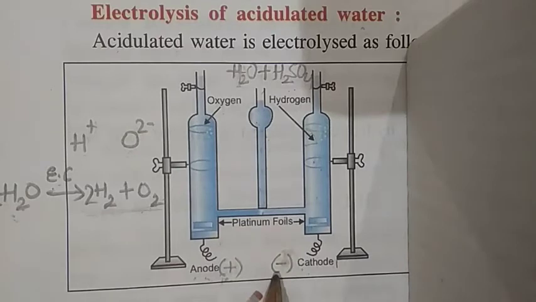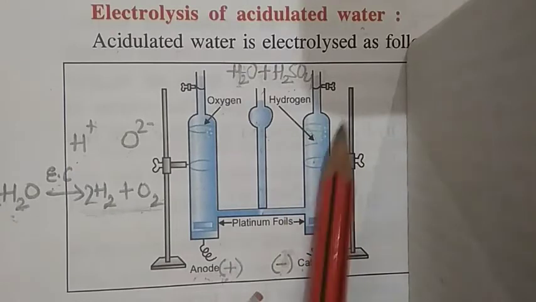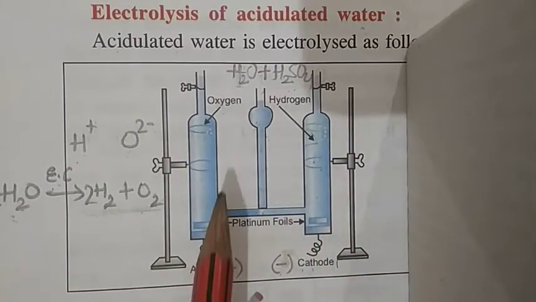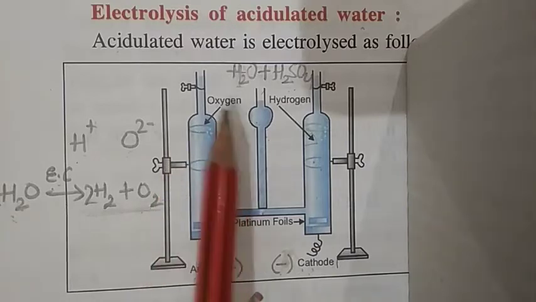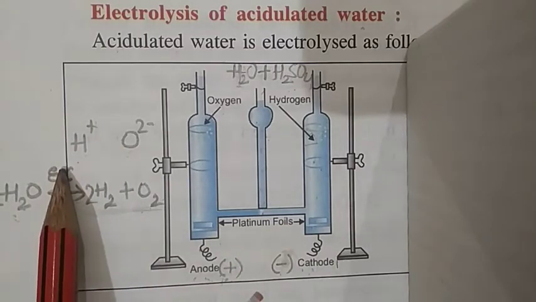Similarly, the cathode is negative. It is an electrode which is connected to the negative terminal of the battery. So it attracts the positive ions towards it, means hydrogen ions. So hydrogen ions will be collected in this side tube, and oxygen ions will be collected in this tube. Okay. So this is the electrolysis of acidulated water.